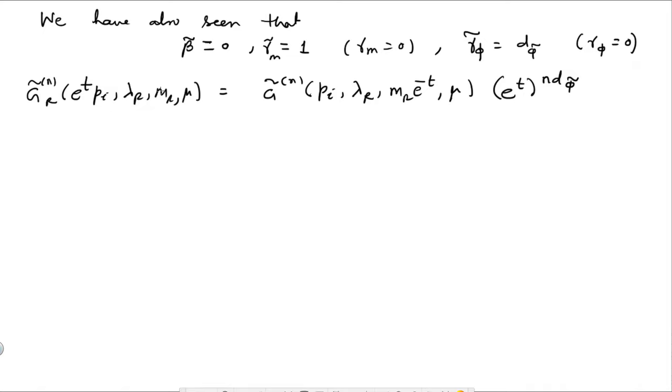Think of this e to the t as some s, so you are scaling all the p_i's by a factor of s. Then g tilde n is without any s factor multiplying the external momenta, but the masses m_r are divided by a factor of s. And then you have an s power n d phi tilde. That is what you would expect based on naive dimensional analysis, naive power counting: what is the dimension of this g tilde? This is what you would expect.